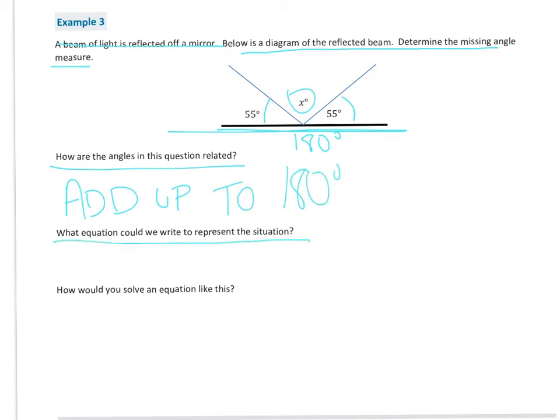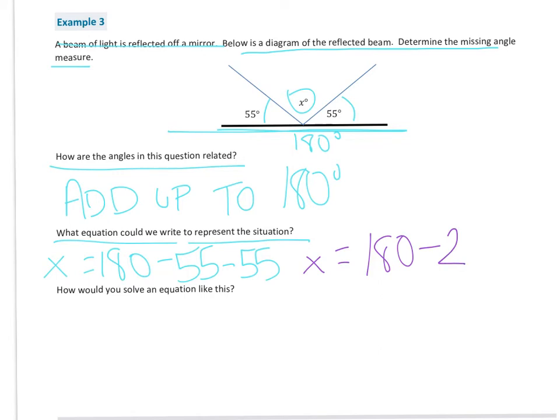So what equation can we write to represent the situation? 180 minus 55 minus 55. Or, if we want to be fancy, oh, I need to have my x equals. If we want to be fancy, we could say x equals 180 minus 2 times 55. So, how would you solve an equation like this? Go ahead and solve it and bring it to me for a smelly star.